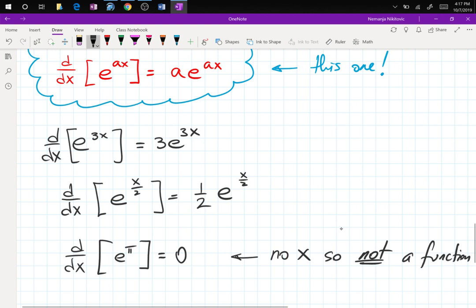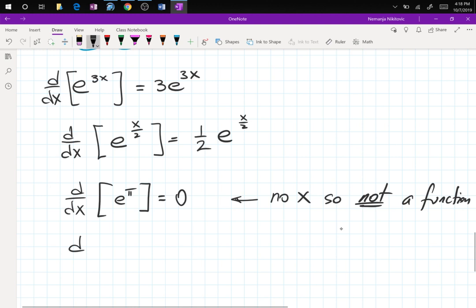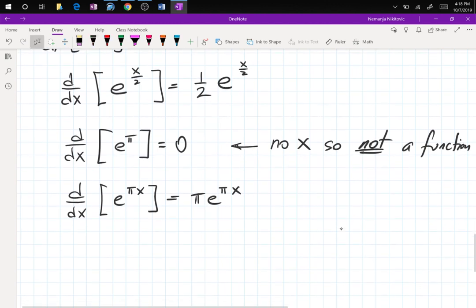If you are struggling with that, there you go. Now if you want to make a function out of it, you can. E to the pi x, there you go. Now it's pi e to the pi x. Oh, it's all good. All right? We can salvage it. Great, we're done with the e.